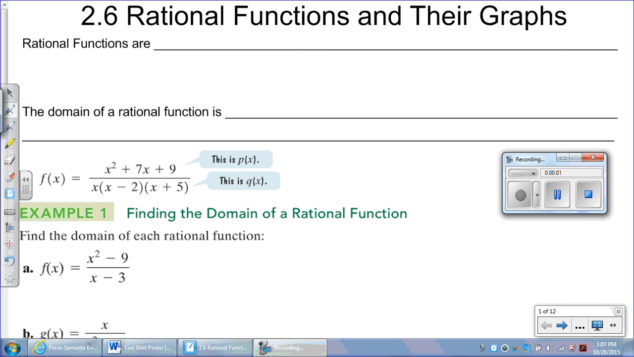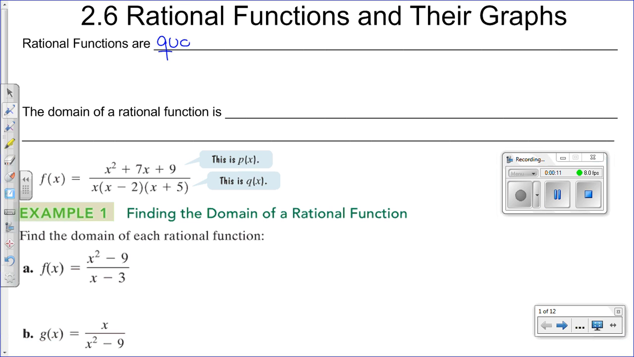This video will cover section 2.6, rational functions and their graphs. So let's start by writing the definition of rational functions. Rational functions are quotients of polynomial functions, and we will refer to those quotients as P of X divided by Q of X.